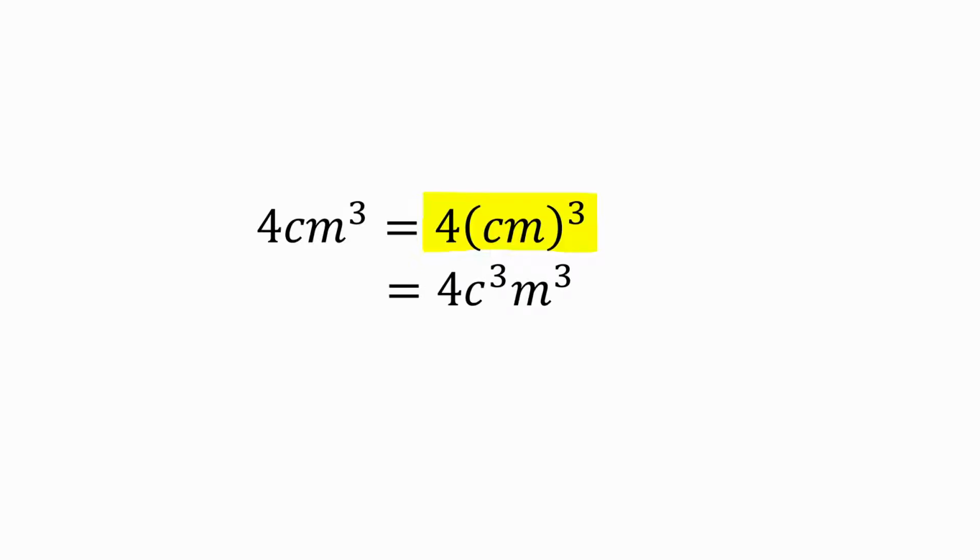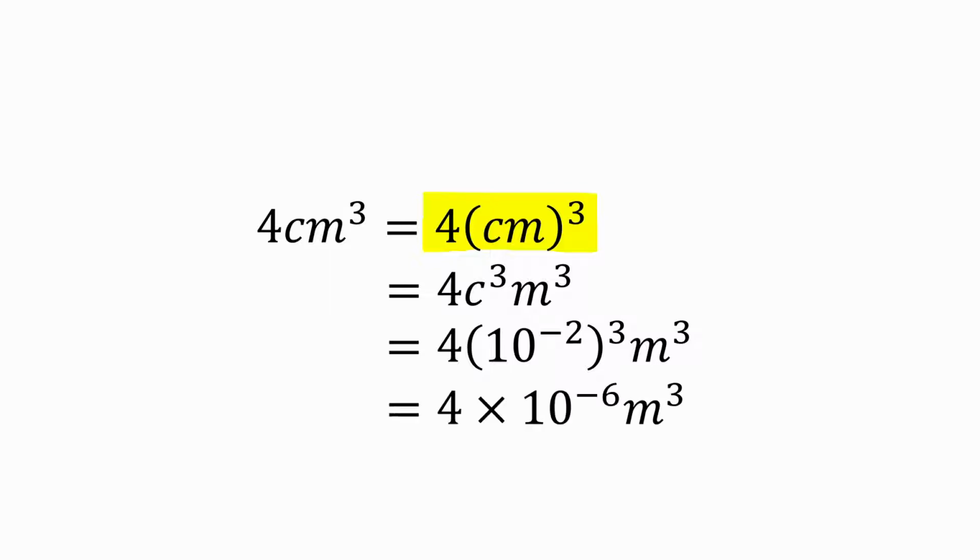4 centimeters cubed is more correctly written 4 and centimeters all cubed, which is equal to 4 centi cubed meters cubed, which is equal to 4 times 10 to the minus 2 cubed meters cubed, which is equal to 4 times 10 to the minus 6 meters cubed.